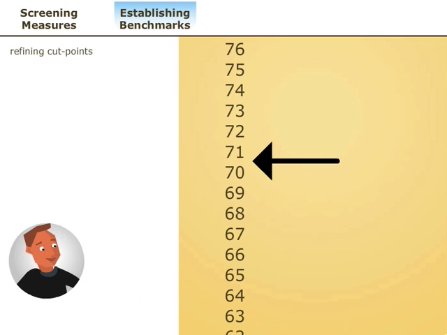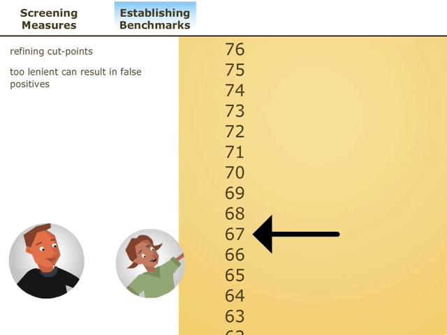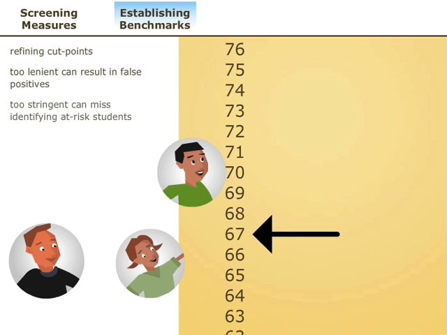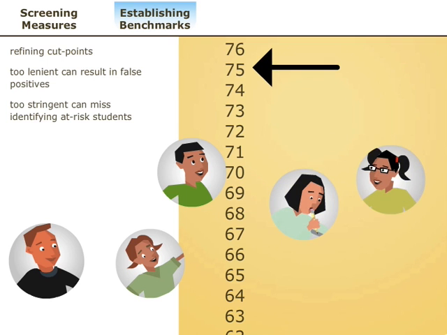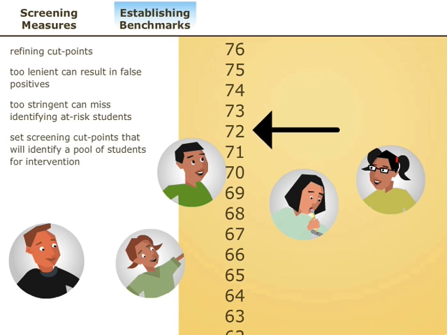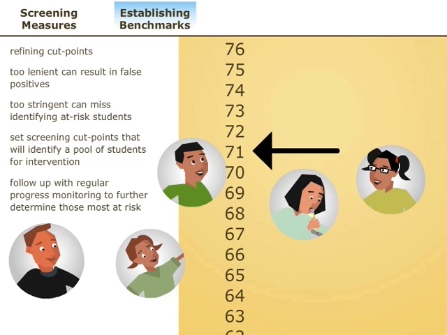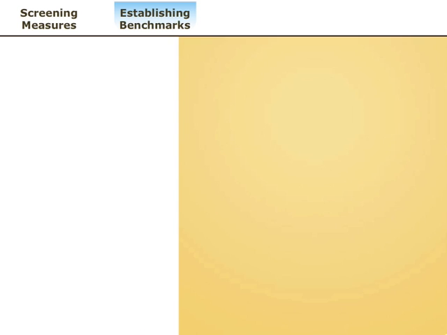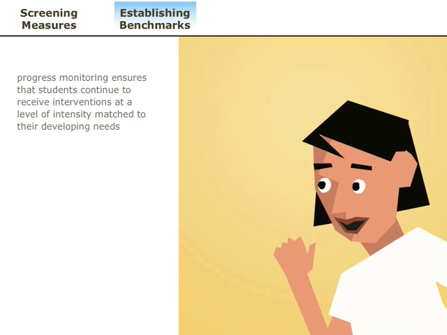Schools may need to refine initial benchmark cut points to obtain the right level of accuracy for identifying at-risk students. A lenient cut point can result in false positives that end up being more costly to the school, while a more stringent cut point may miss students at risk for potential reading problems. In general, it's best to set screening cut points that will identify a pool of children, and then follow up with regular progress monitoring to further determine those most at risk. Remember, screening is just the start. Progress monitoring ensures that students continue to receive interventions at a level of intensity matched to their developing needs.